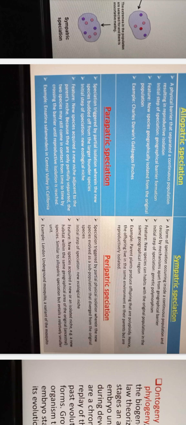That is parapatric speciation. Peripatric speciation. Speciation triggered by partial physical isolation where the new species evolved as a subpopulation that diverged from the original species. Ecological niche. The new species acquired a new or an isolated niche.